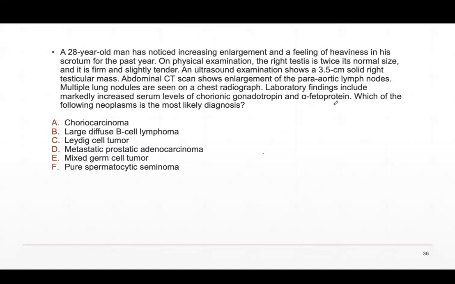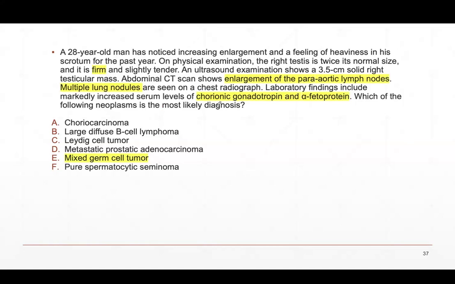Laboratory findings include increasing levels of chorionic gonadotropin and alpha-fetoprotein. Which of the following neoplasms is the most likely diagnosis? So here, there's a keyword that points you to the answer exactly. Should we show the answer? Okay. So as you said, the answer is E.